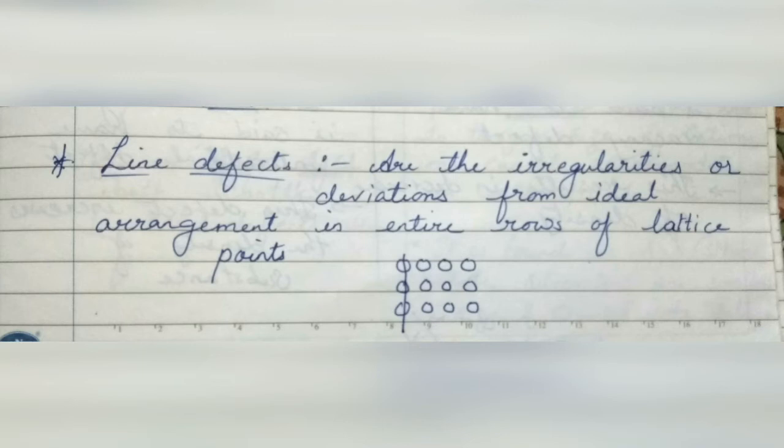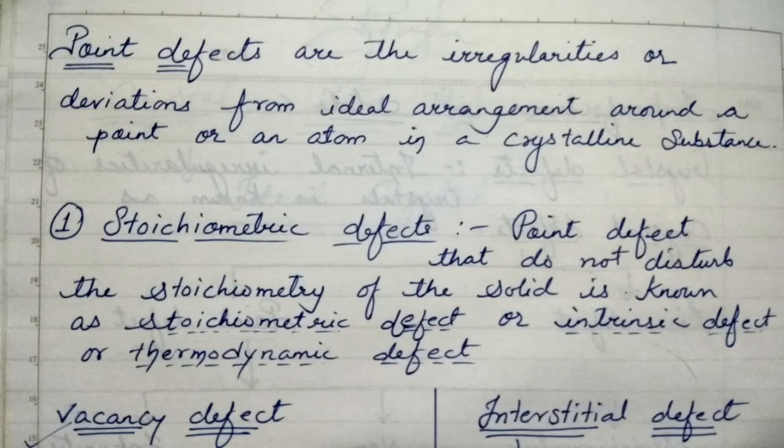देन वी आर हैविंग अ पॉइंट डिफेक्ट. सो व्हाट इज अ पॉइंट डिफेक्ट? Point defect is the defect, or you can say the irregularities or the deviations from the ideal arrangement around the point or an atom in the crystal substance. So dear student, if we talk about the crystal and any particular point is having some defect, that is known as a point defect. As I told you, we are going to have the further bifurcation: stoichiometric, non-stoichiometric and impurity. So we are going to start with stoichiometric defect.